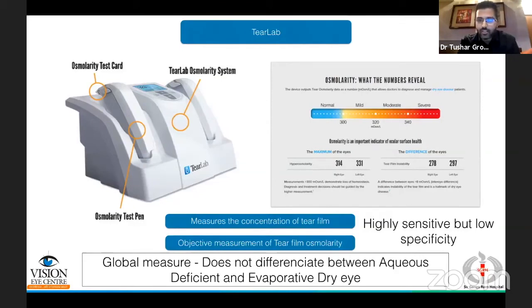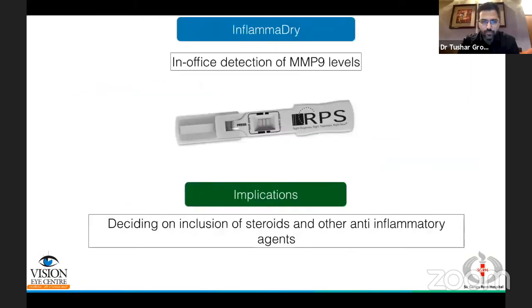The disadvantage and the drawback here is that the repeatability is an issue. Sometimes you do the same investigation in the same patient after some time and you'll realize that the value is a little different. So that is where for me this instrument is not up to the mark in that way.